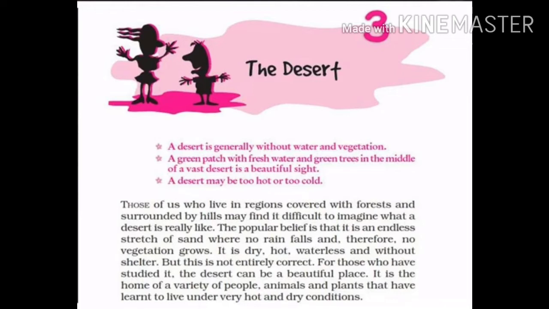And such people who have already understood deserts deeply know that in deserts also varieties of people live, likewise varieties of animals live, and varieties of plants can also be seen there. These people, animals and plants have learned to live under very hot and dry situations. That's why they are able to live in deserts.